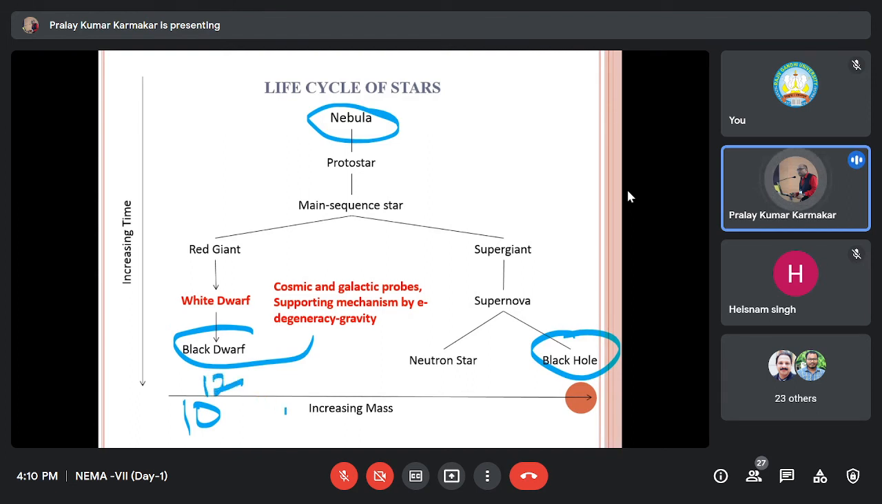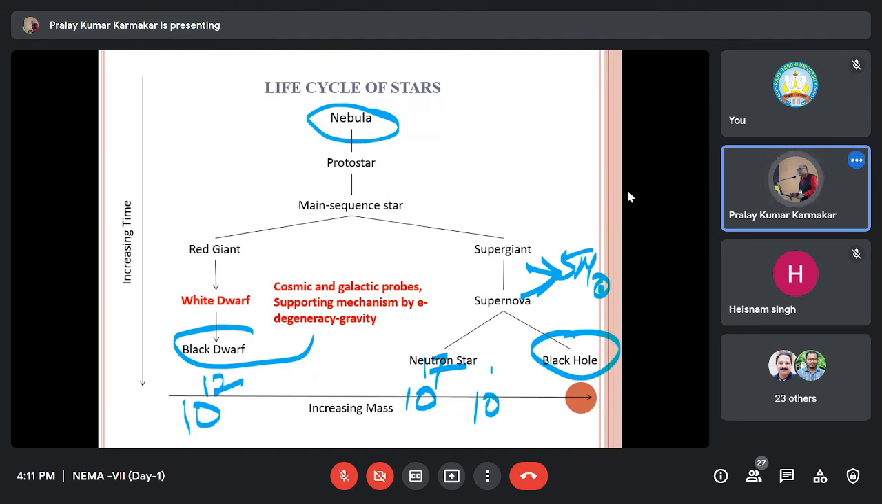That is your kg per meter cube. In case of your neutron stars, that is again further compact. If the initial mass of the dying star is in the range 1.5 to 5 solar mass, in that case your material density is again 10 to the power 17. And in the case of your black hole, the dying star has mass greater than 5 solar mass, and the density is accordingly very high.